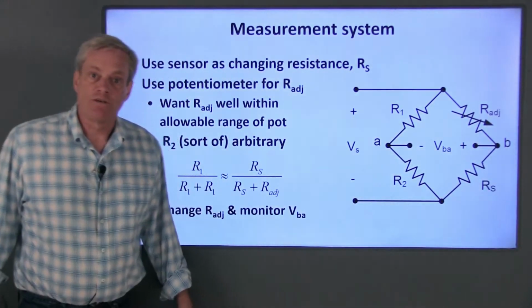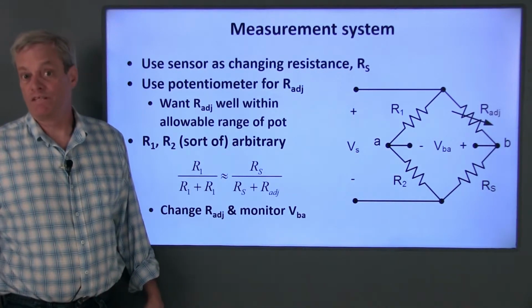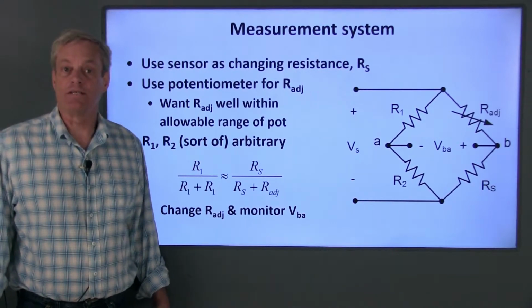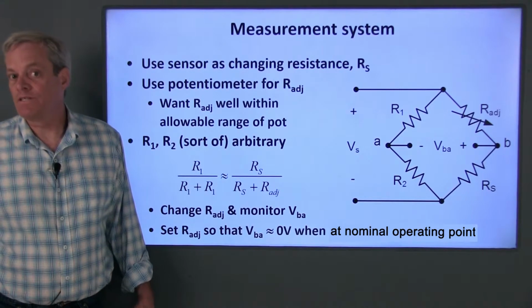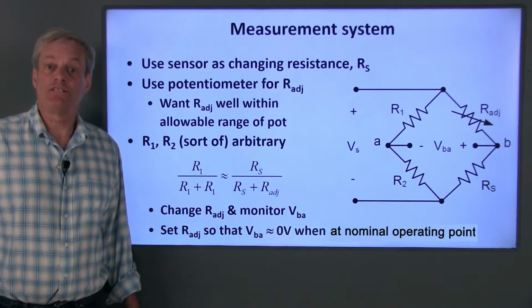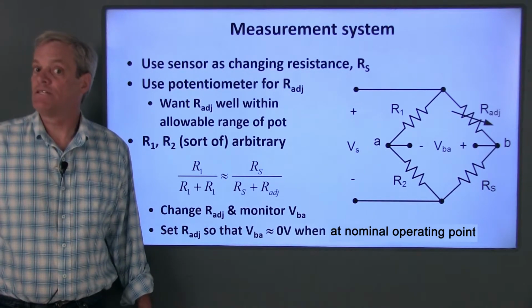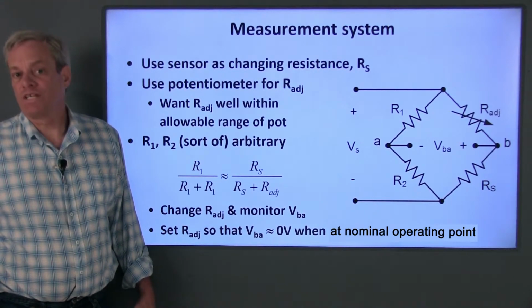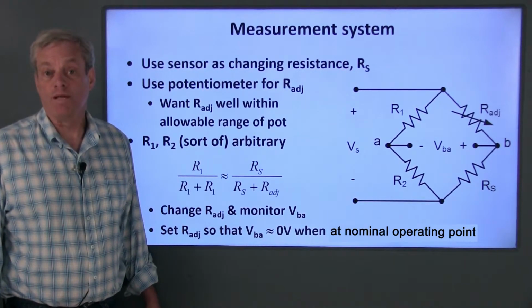To balance the bridge circuit, I can set the value of the pot resistance by monitoring the voltage V sub BA with a voltmeter while I adjust the potentiometer's resistance. If I use this approach, I don't really care what value the pot resistance actually is. I just change the potentiometer position until the measured voltage is 0 when the sensor is at its nominal operating point. I just need to make a reasonable first guess for the resistances, and then the potentiometer can do the fine-tuning for me.